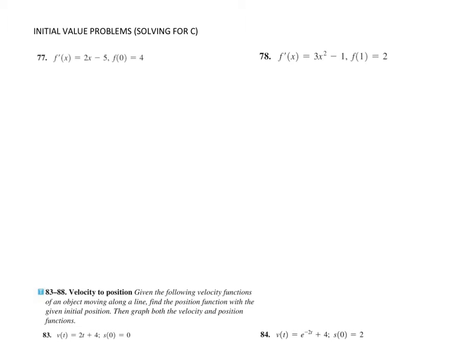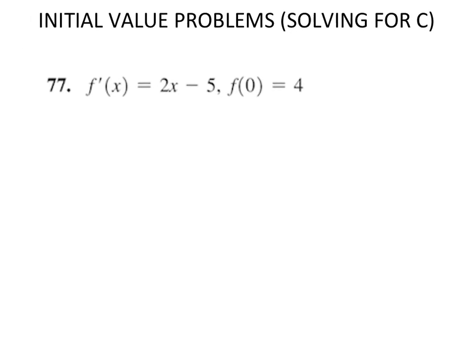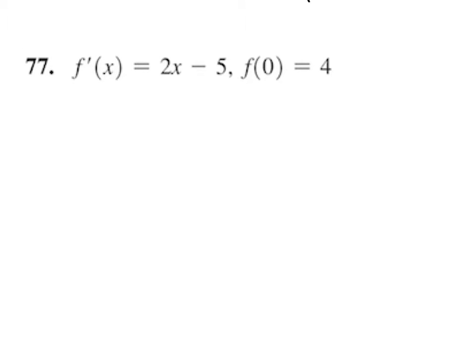This is part 4, and I want to talk about the next thing that we have to do with this, and that is what's called an initial value problem. This is when we're going to be solving for C. What you're given is the derivative, and then you're given a point on the original function, and that's going to help us solve for C. So I'm going to go ahead and show you how to do that. What we're trying to do is find the original equation that satisfies this condition, the initial condition.